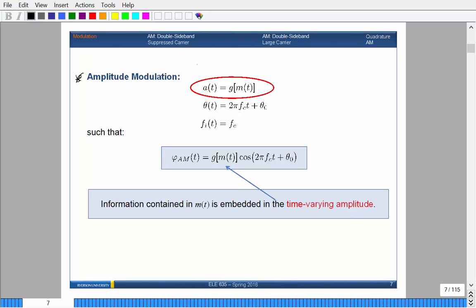And how you do that is you basically just multiply your message by the carrier. So what g of m of t means is that it is some function that is dependent on m of t. Okay, so that's what this is. It may be just the message itself. It may be something that is dependent on the message. We'll talk about that later. But what this is saying here is that this is a function that is dependent on the message.